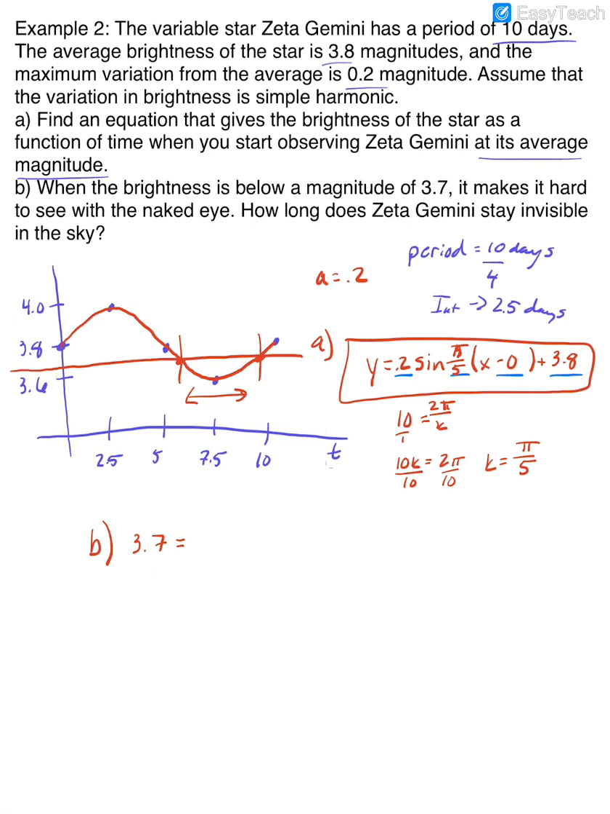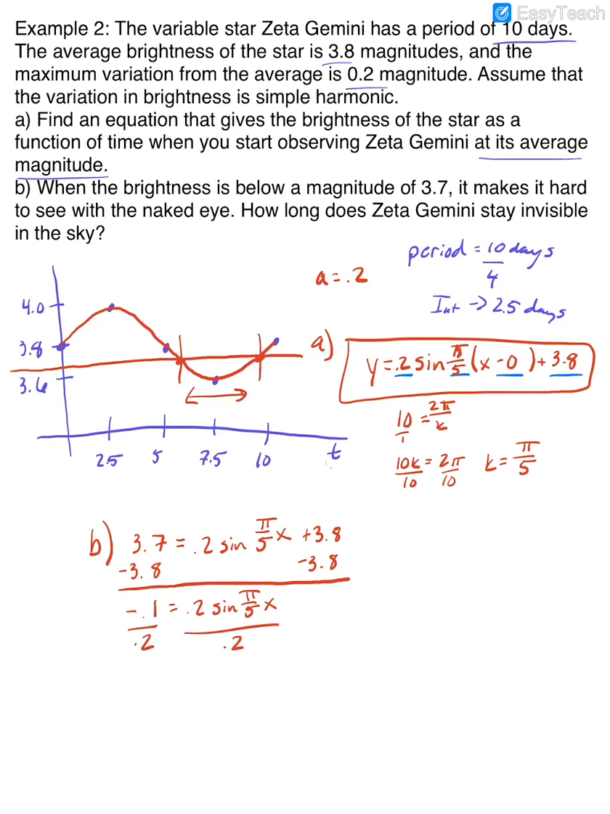It's not bright enough. So 3.7 is going to equal 0.2 sine of pi over 5 times x. I'm just going to use x here because minus 0 is not necessary. And then plus 3.8. Now I'm going to solve. Subtract 3.8 from both sides. That gets me negative 0.1. Then divide both sides by 0.2. The nice thing with this is negative 0.1 divided by 0.2 is the same thing as negative 1/2 or negative 0.5.